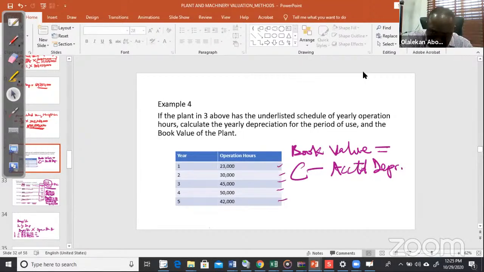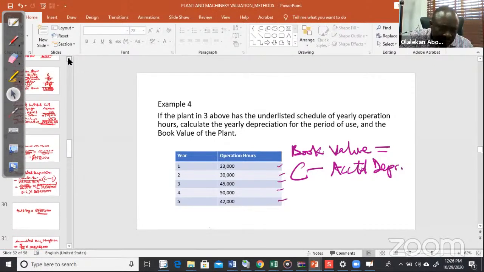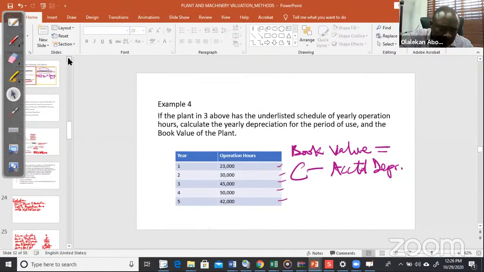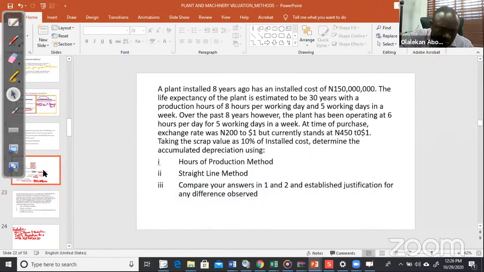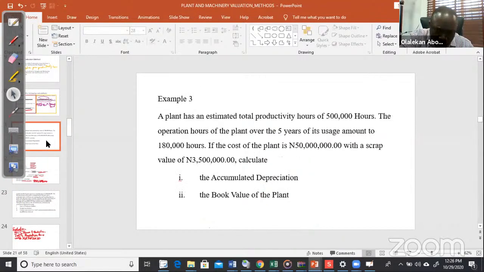How did you arrive at 46,500? We have done that before, sir. Your scrap value, if I remember, was 3.5, your cost 50 million. You see, this question says if the plant in example 3 above. So let's go and see the question. The example 3. Okay. That's where that one comes from. Okay, this is the one you called for.